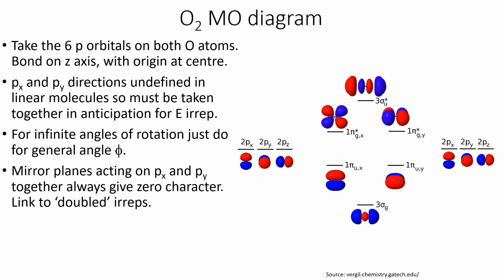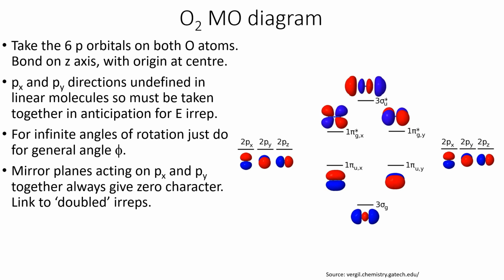But when it comes to the mirror planes, this is curious, because what we're going to find is that when you consider px and py together, it doesn't matter what the orientation is of the mirror plane, it always gives you 0 character. So for example, if a mirror plane sliced through the px orbital, then px would return a character of 1, the py would be perpendicular and would be reflected into the opposite phase, and that would give -1. And so they'd cancel to nothing. Likewise, if you had the mirror plane bisecting the px and py orbitals, they'd be reflected into each other, so that would also return a character of 0.